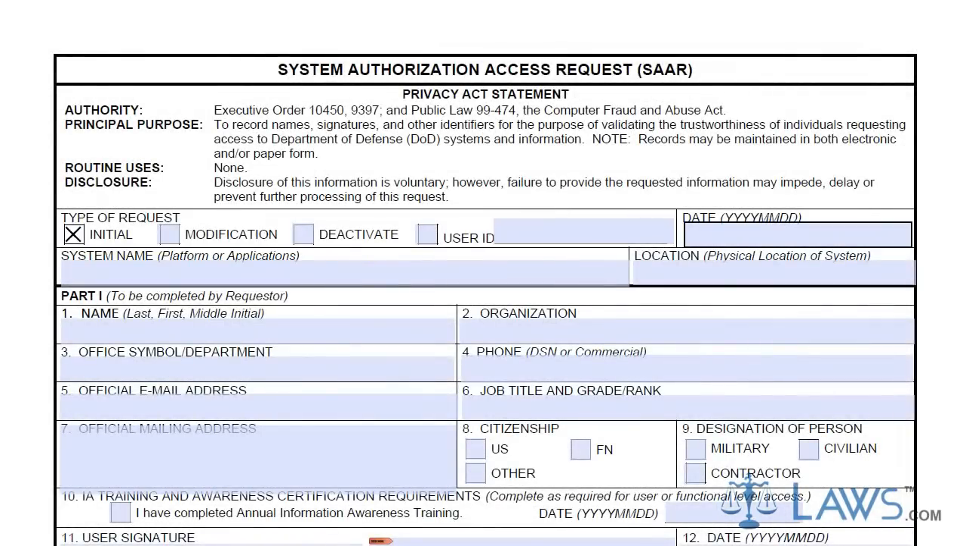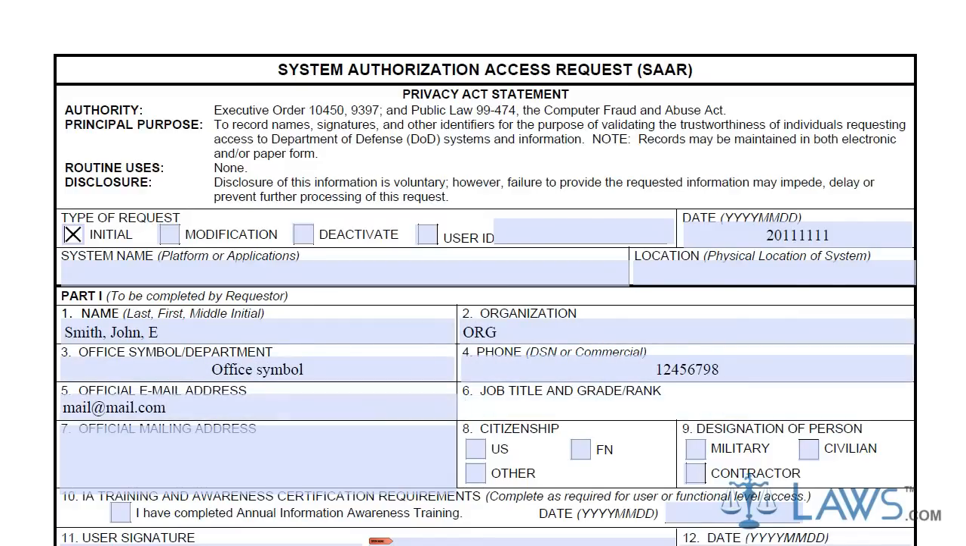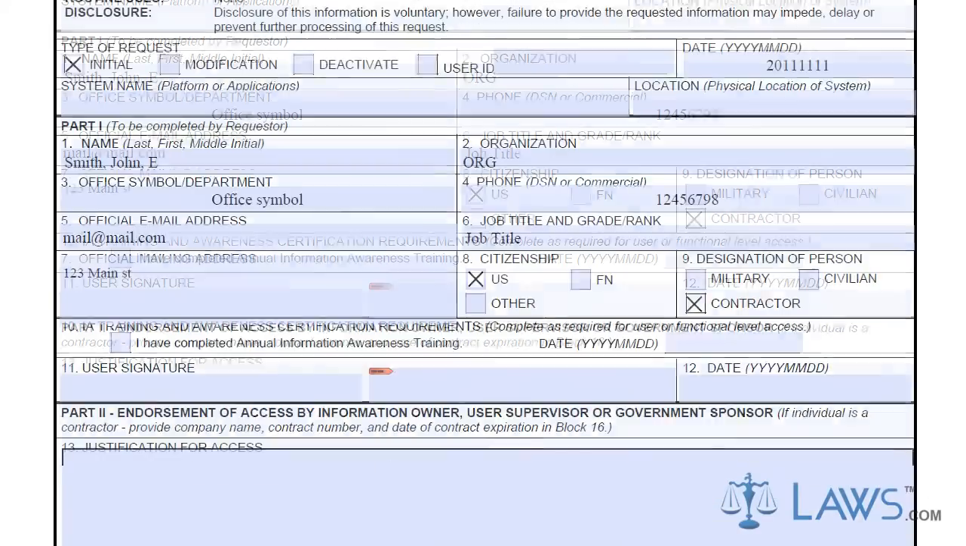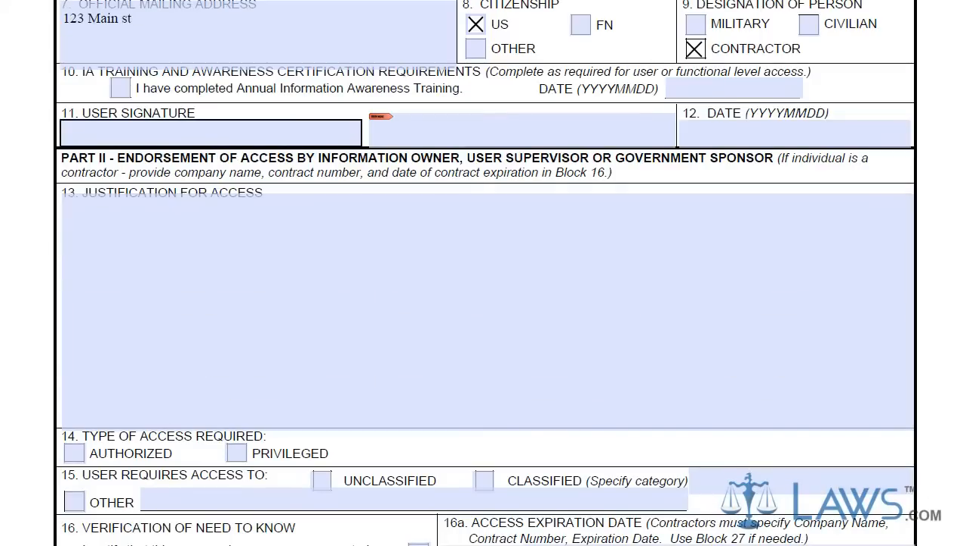of command. The initial boxes require you to indicate the type of request being made, the system name, and location. Part 1 is to be completed by the requesting individual and requires their personal and contact information. Write in the corresponding boxes the name, organization, address, department, and contact information. It must also be indicated whether the requesting party provided their citizenship and military status.